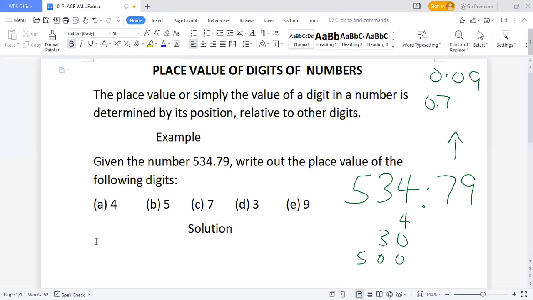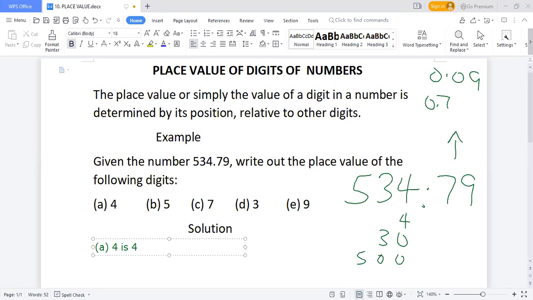The place value of 4 is still 4. The value of 4 is still 4 there as a unit.